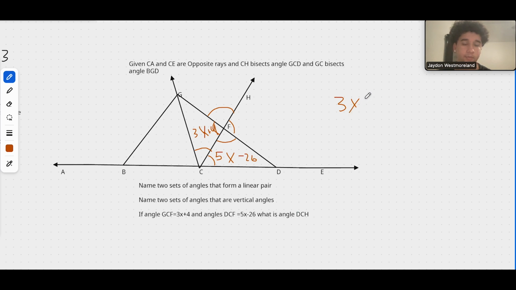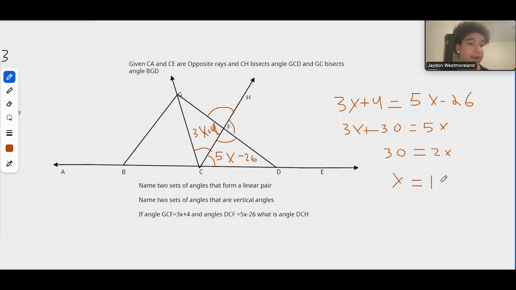So I'm going to just set these equal to each other. 3x plus 4 equals 5x minus 26. And then from here, I'm going to solve. I'm going to add 26 over here just so that it's a positive number. So 3x plus 30 is equal to 5x. I'm going to subtract 3x to this side. So I get 30 is equal to 2x. And then I'm going to divide everything by 2. So x is equal to 15.